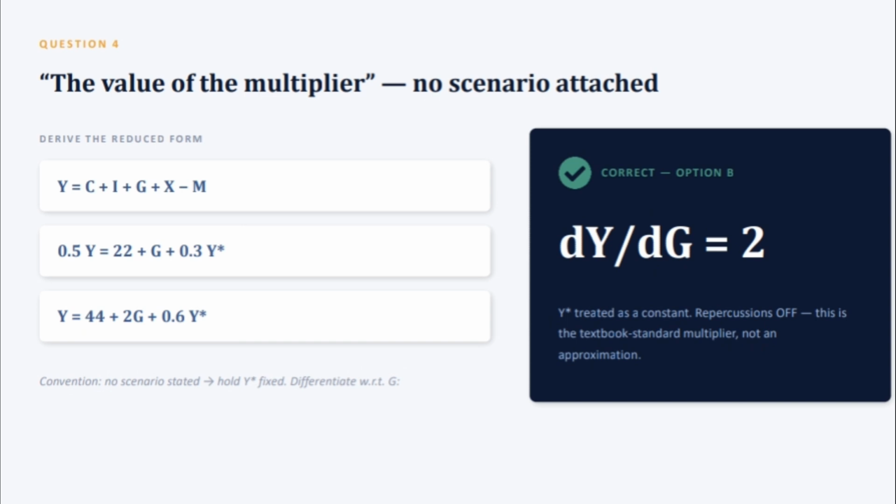Now apply the convention from the last section, repercussions off, so we hold Y star fixed. Differentiate with respect to G, treating Y star as a constant. dY by dG equals 2. That's it. That's the answer to question 4. Option B, not a fudge, not an approximation. It's the textbook correct answer to a question that by convention isn't asking about the repercussion effect at all.